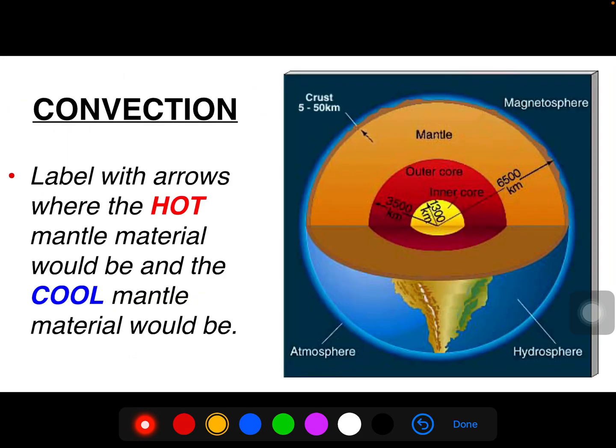So you have this diagram here where we want to draw in just a simple convection current in this really thick layer of the mantle. Now the mantle is where convection happens because of the heat from the outer core and the plastic-like texture of this upper mantle, which remember is that asthenosphere.